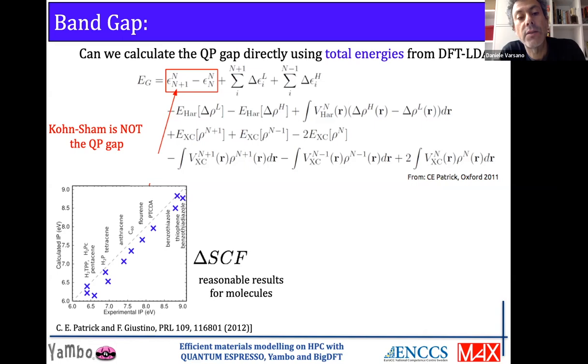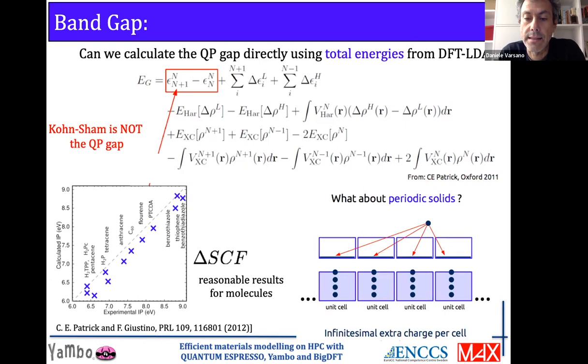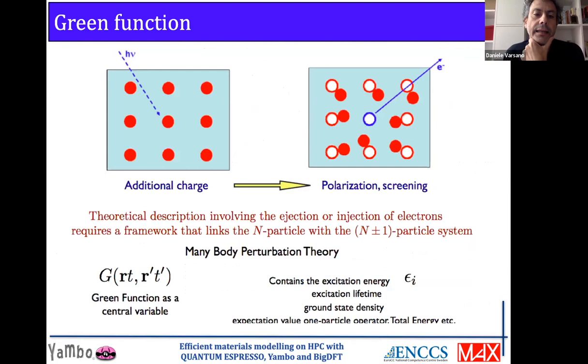for our systems. In periodic solids, this is not possible, because if we add an electron in a unit cell, we will be adding an electron in all the repeated unit cells of the system. So we need a different theory to calculate the quasi-particle gap in solids. And here comes many-body perturbation theory.